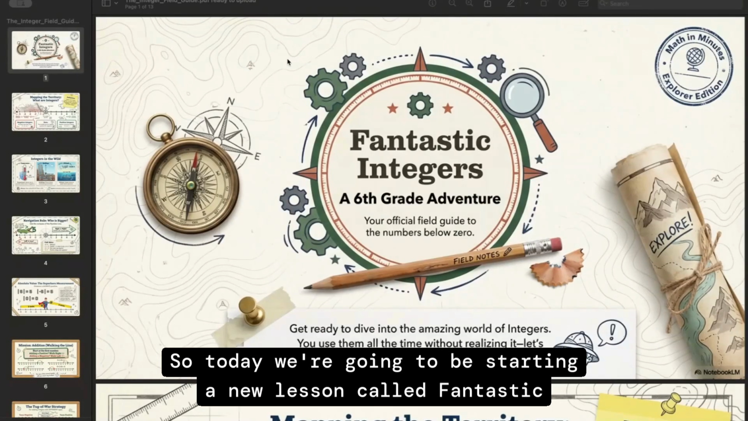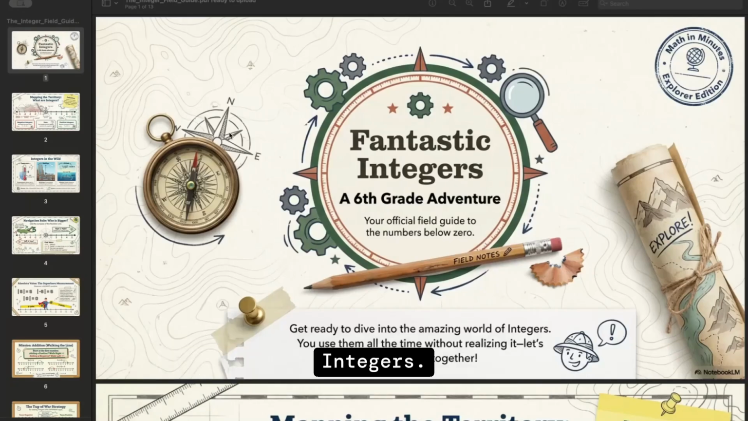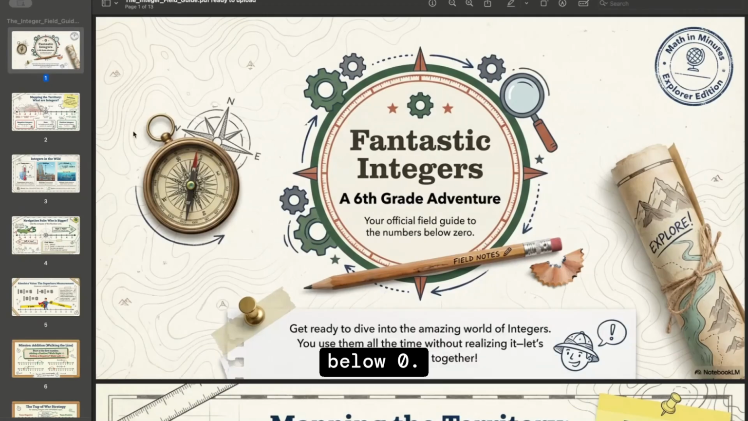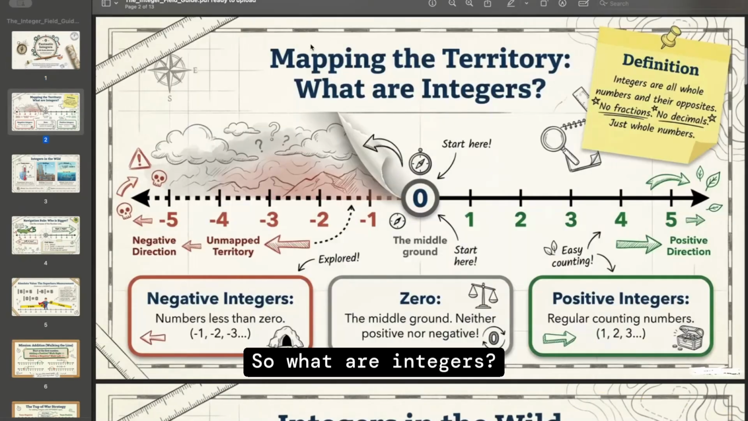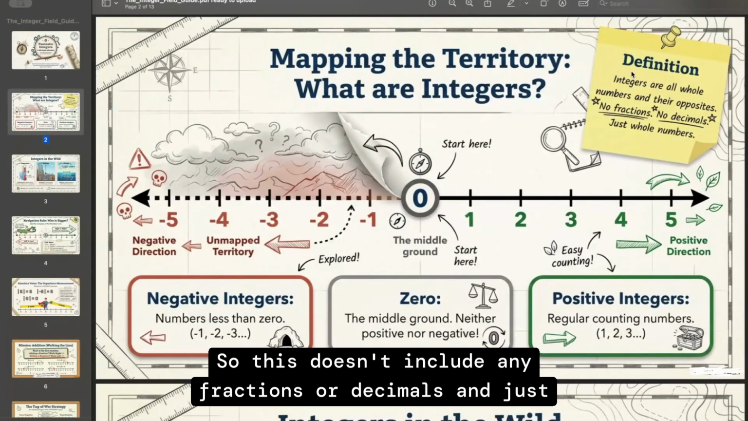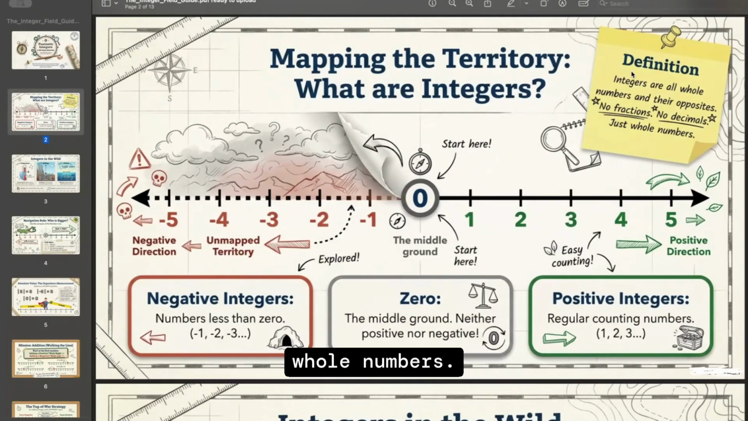So today we're going to be starting a new lesson called Fantastic Integers. This is basically like your official field guide to the numbers below zero. So what are integers? The definition for integers is all whole numbers and their opposites. This doesn't include any fractions or decimals, just whole numbers.